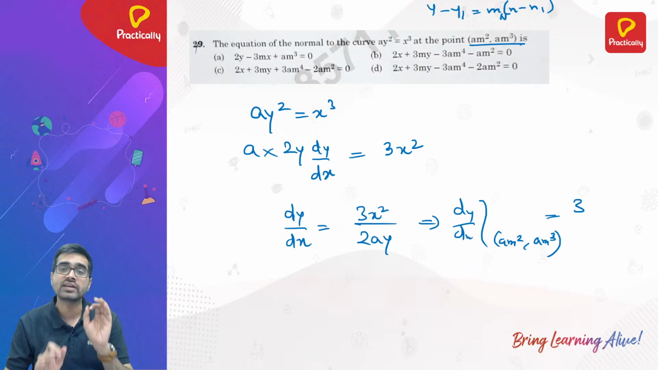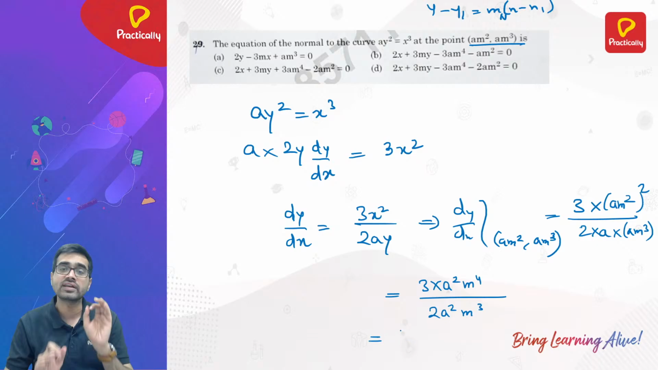Okay, fine. That's good. So let's now put the value of x coordinate. So it is am square, and the value of that's whole square, and 2ay, which is am cube. So now what will I get? 3 times a square m4 divided by 2a square m cube. Now it is fine.